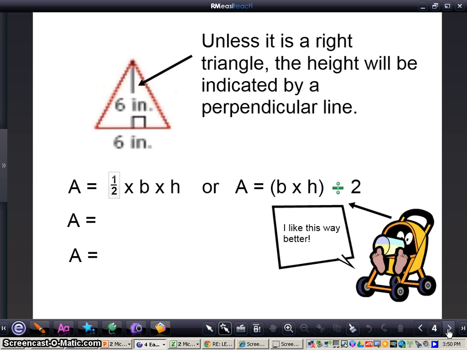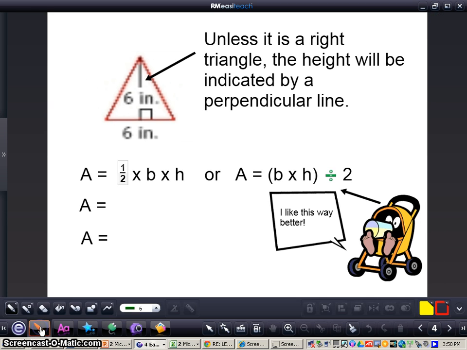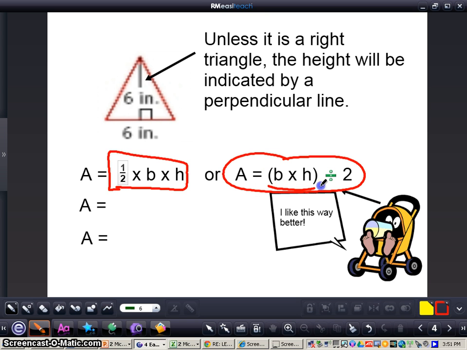Okay, so unless it's a right triangle, the height will be indicated by a perpendicular line. Area for a parallelogram, remember, is base times height. Area for a triangle is base times height divided by 2, and this is the one that we are going to stick with throughout this lesson. Area equals base times height divided by 2. If you want to do 1/2 times base times height, that's fine, but really the easier method is base times height, put that in parentheses, and then divide that by 2.